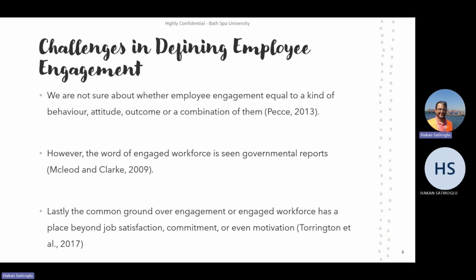Maybe one day. Lastly, the common ground is that engagement or an engaged workforce has a place beyond job satisfaction, commitment, or even motivation. So you can even do research on engagement and job satisfaction or commitment. You can find these are challenges for the particular organization you selected in your assignment, so you can try to fix them as well. Also, in the Torrington textbook, it says engagement is beyond job satisfaction, commitment, or even motivation. So in that sense, you can pick any of them.